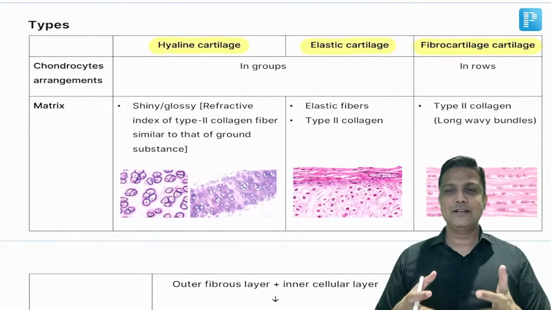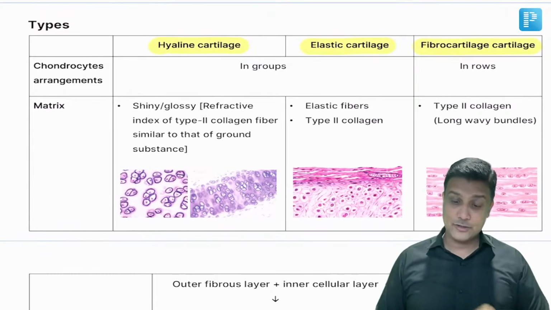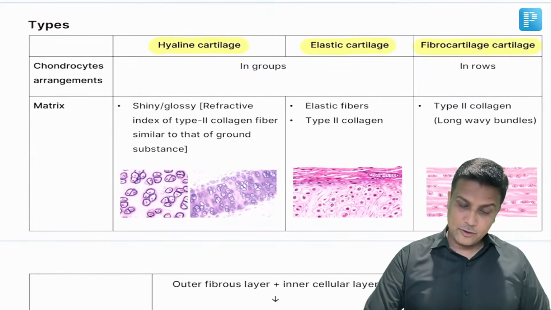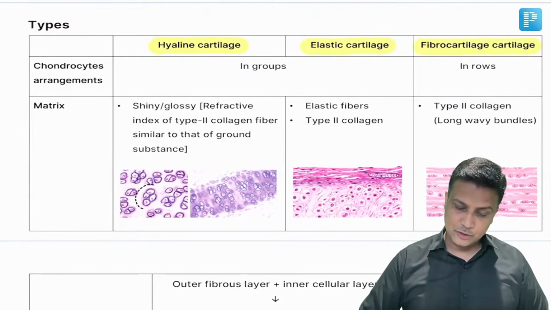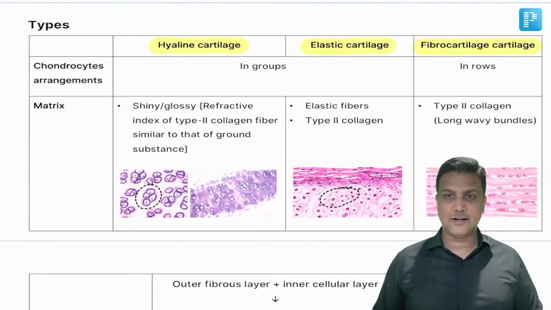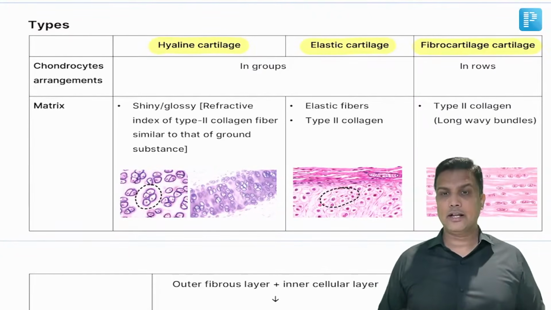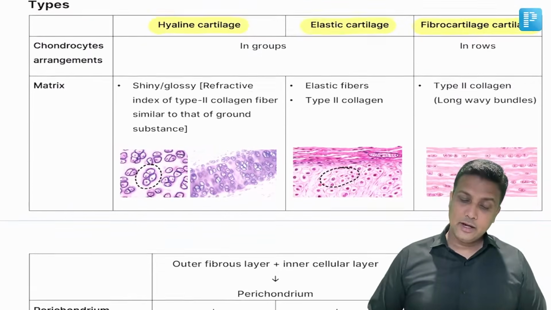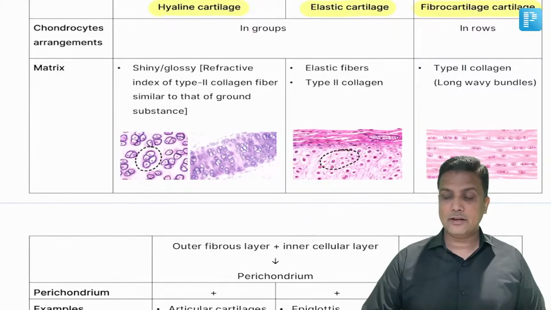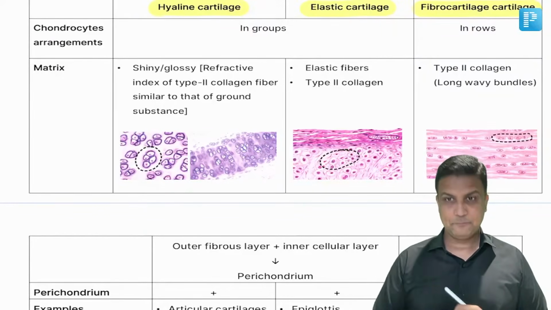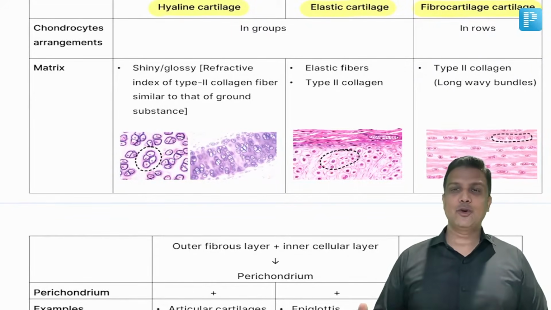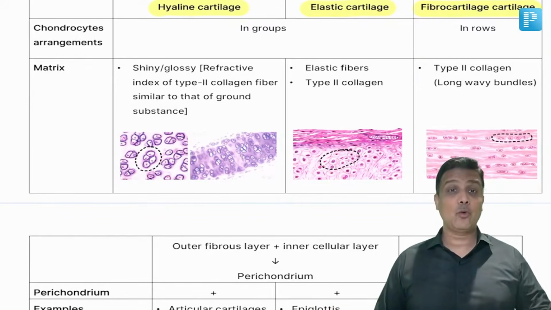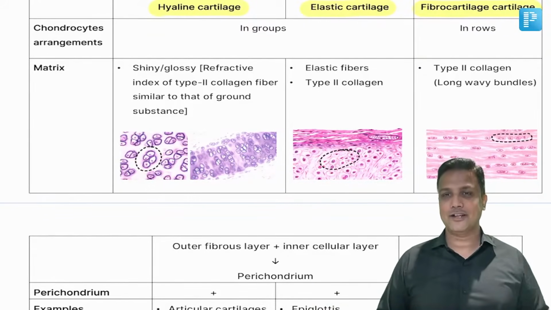The cells present inside the cartilage are known as chondrocytes. If the chondrocytes are arranged in groups, then it should be hyaline cartilage or elastic cartilage. Hyaline or elastic will have chondrocytes arranged in groups, whereas fibrous cartilage will have the chondrocytes arranged in rows. Now, if they are arranged in rows, we can easily identify that it's fibrous cartilage. But what if they are in groups? How to differentiate the hyaline and elastic?